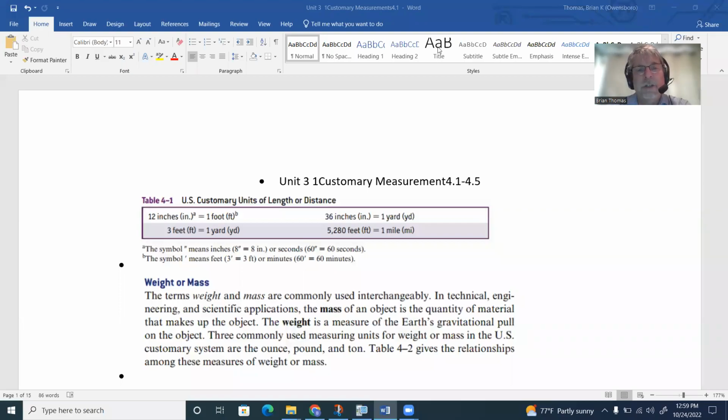So today we begin Unit 3. This is going to be on Lesson 1 on customary measurement. This is going to be Chapter 4, Sections 1 through 5.